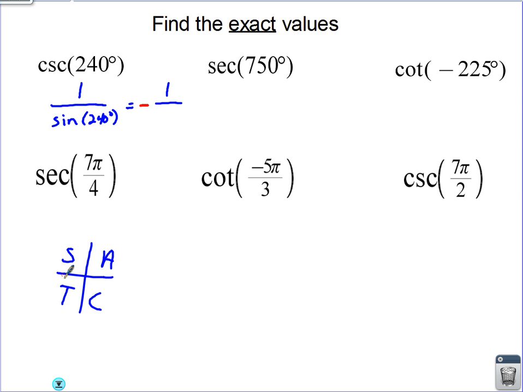Okay, this was 180. To find your reference angle, we're always determining how far you are from the x-axis. How far are you from 180? How far are you from 360? We're closer to 180. How far away from 180 are you? 60 degrees. So let's find the sine of 60, which would be root 3 over 2, so 1 over root 3 over 2. To divide two fractions, you flip the second one and multiply, so that would be negative 2 over root 3. Rationalize by multiplying top and bottom by root 3, that'd be negative 2 root 3 over 3. That's the exact value of the cosecant of 240.